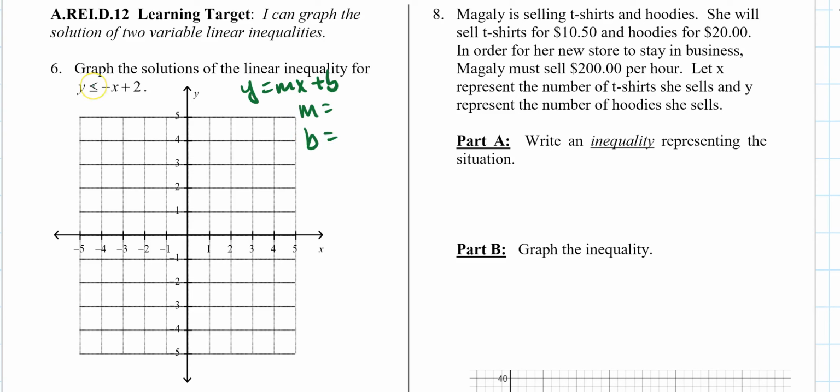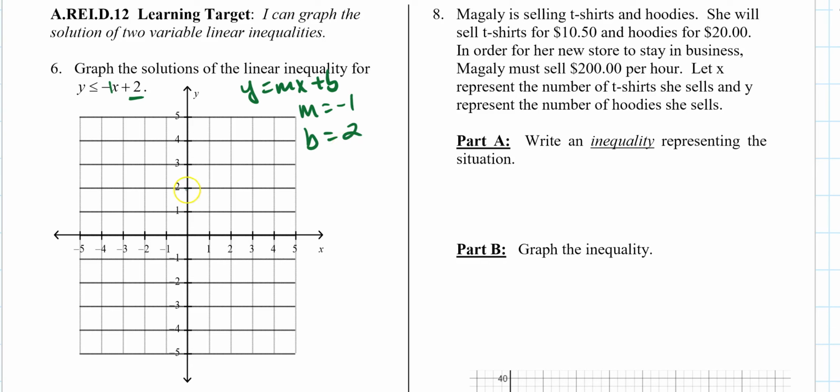M is the slope. We know this. We've said it about a million times in class. So in this case, m is the thing attached to x, which we see is a negative 1. So m is negative 1. B is the constant by itself, which is a positive 2. And then we graph those two things.